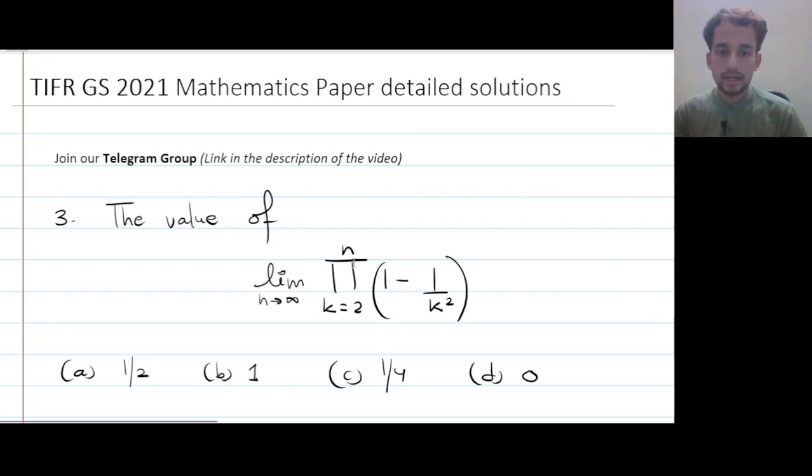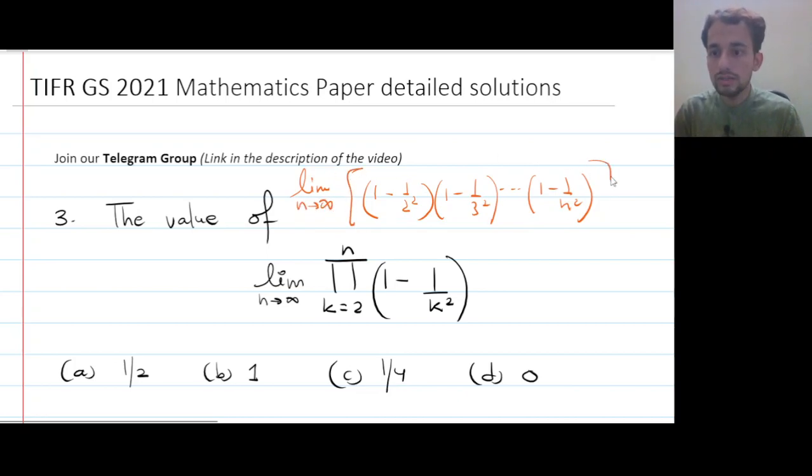We are given an expression in terms of the product of the factors 1 minus 1 by k square, where the index k runs from 2 till n. That is, we have an expression of the form 1 minus 1 by 2 square, 1 minus 1 by 3 square, till 1 minus 1 by n square. And now we are interested to calculate the limit of this expression as n tends towards infinity.